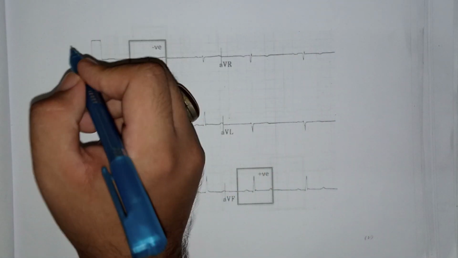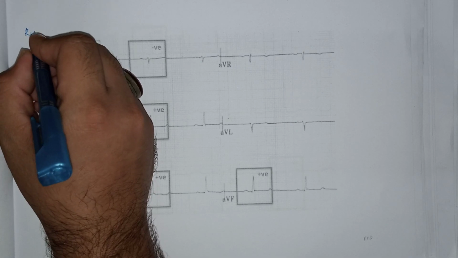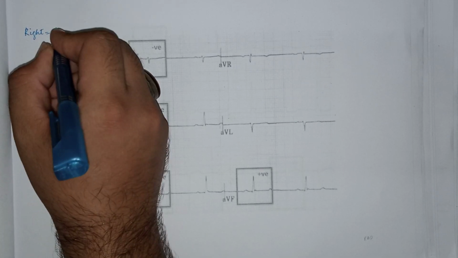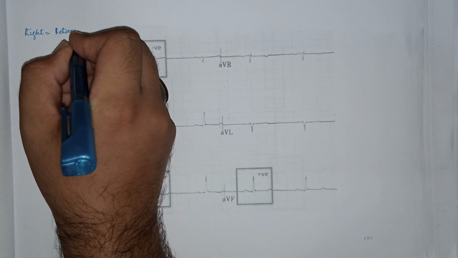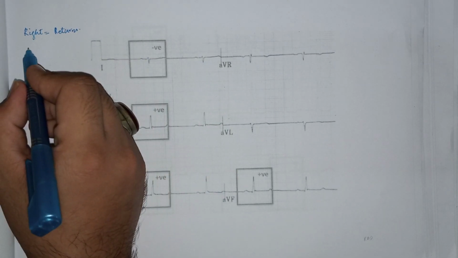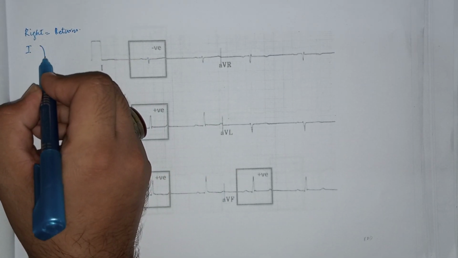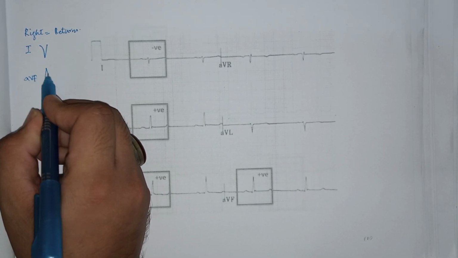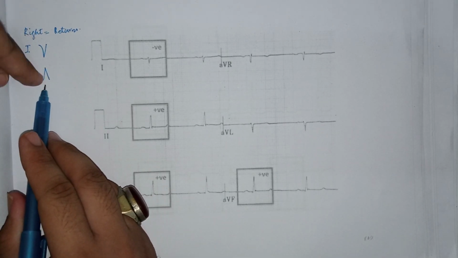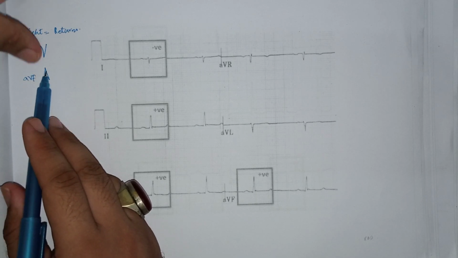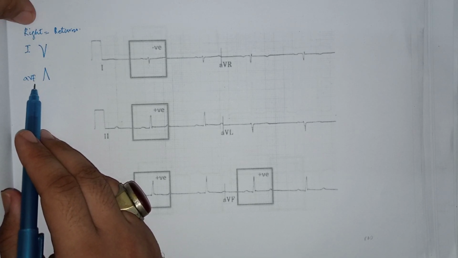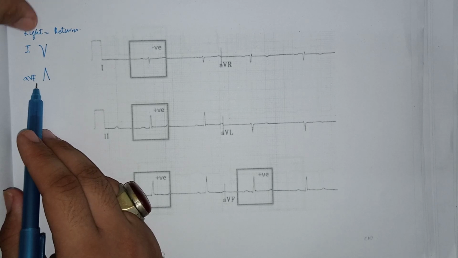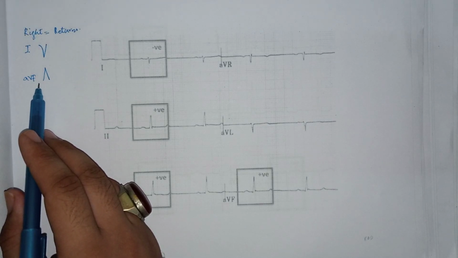Remember the mnemonic: right is equal to returns. Right returns. Lead 1 shows downward deflection, and lead AVF shows upward deflection. So both these leads are returning towards each other. So remember the mnemonic: right is equal to returns. So this is right axis deviation.